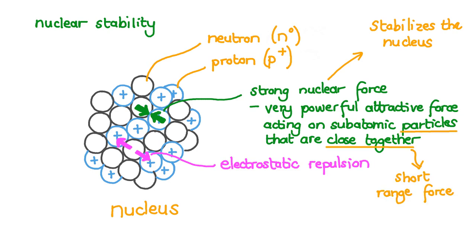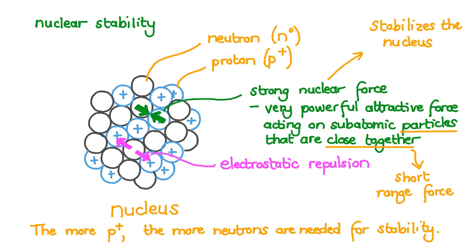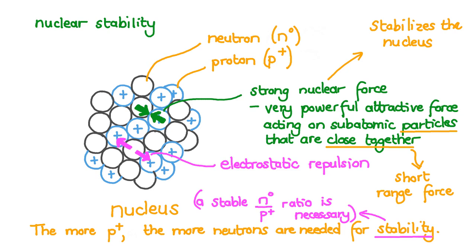Because the strong nuclear force acts only on particles close together, we say it is a short-range force. And it acts between protons and neutrons, neutrons and neutrons, and even between protons and protons. The more protons there are in the nucleus, the more neutrons are needed to stabilize the repulsive forces between the positively charged protons. For stability, a stable neutron-to-proton ratio is necessary.